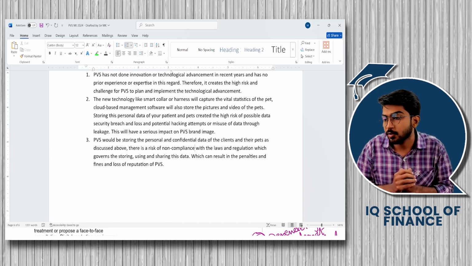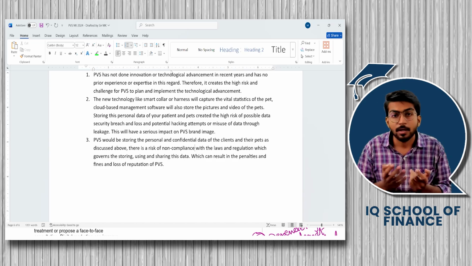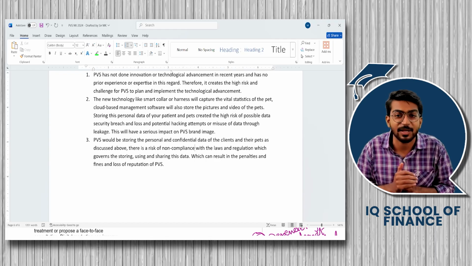Okay, no issues. Sir, can you please show which part in the exhibit talks about this issue? No part in the exhibit talks about this issue. This is a very common sense thing, that whenever you store the data, there are two risks. If it is written in the exhibit, then why would the examiner give us the marks? This was supposed to come up from the students, that they would come up with what the drawbacks or challenges in the technological advancement could be.